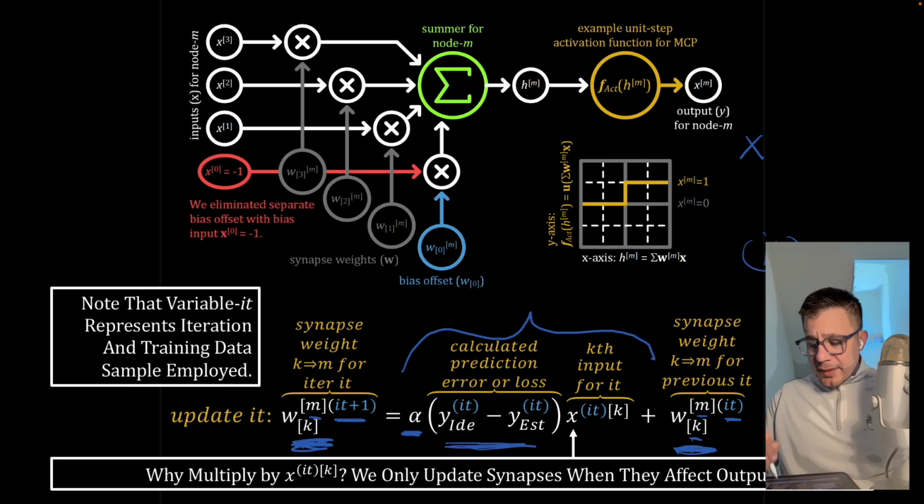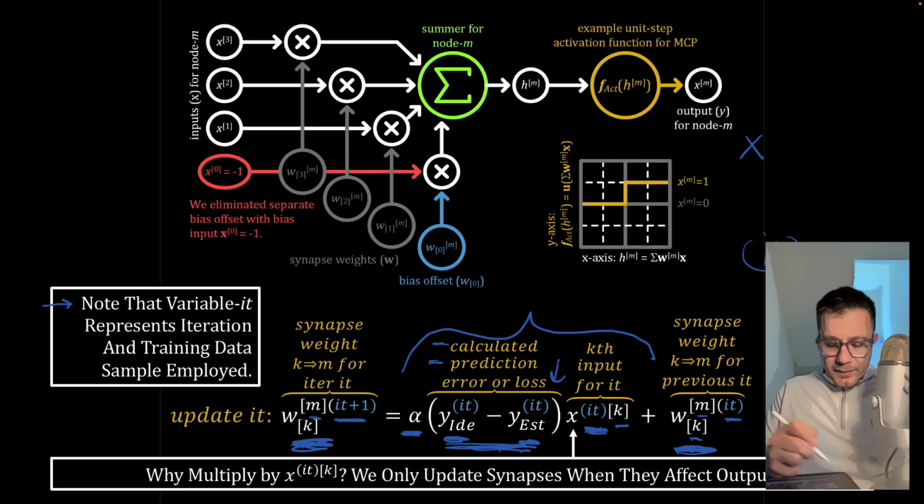The next component is the loss function, or the error, right? This is the calculated or predicted error or loss. It's simply the difference between the ideal output and the estimated output for a given iteration, or the current iteration we're dealing with. And then we multiply that by the input. Okay, x superscript it superscript k, what does that mean, right? It is the input value for iteration it, but looking at element k.